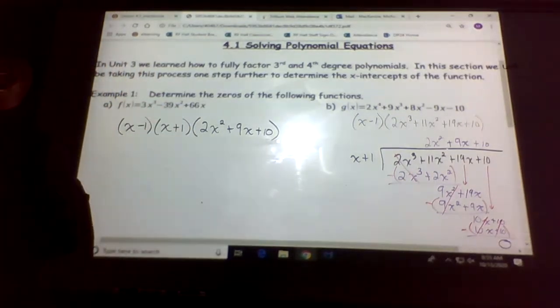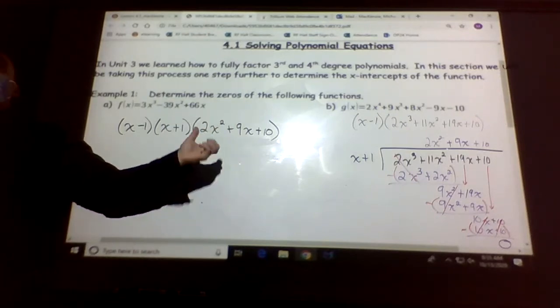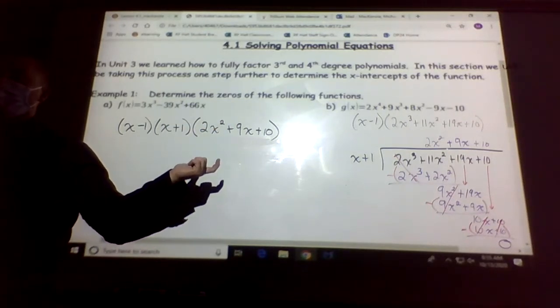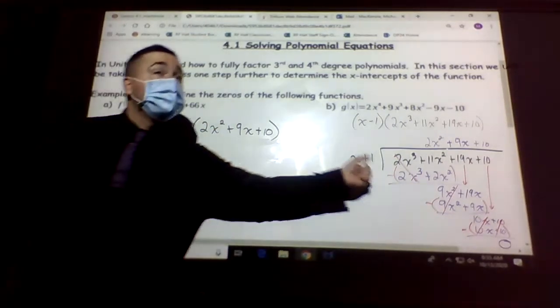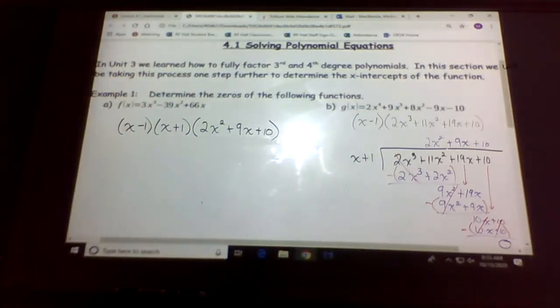We don't have to do the long division anymore. If you want to, you can. Maybe you're not very good at factoring trinomials. If you want to find another factor and do the long division again, or synthetic division, you can. It's just very time consuming.